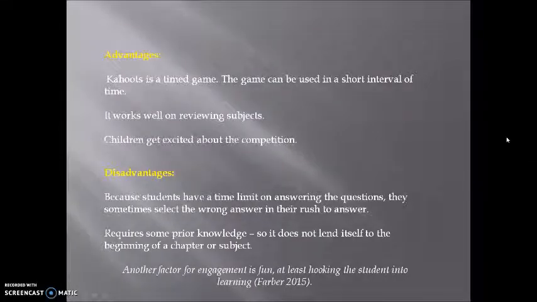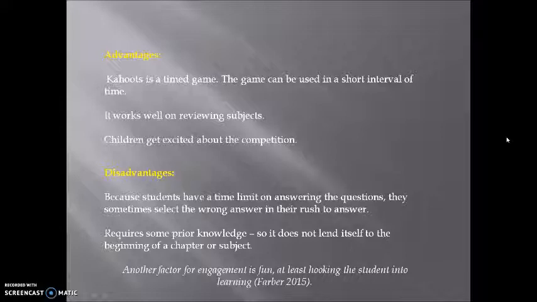So the advantages of Kahoots, it's timed, so it can be used in a short interval during class. It works really well on reviewing subjects, and the kids get very engaged. They get excited about the competition. The disadvantage is because students have a time limit on answering the questions, they select the wrong ones in their rush to answer. And it does require some prior knowledge, so it doesn't lend itself to the beginning of a chapter.